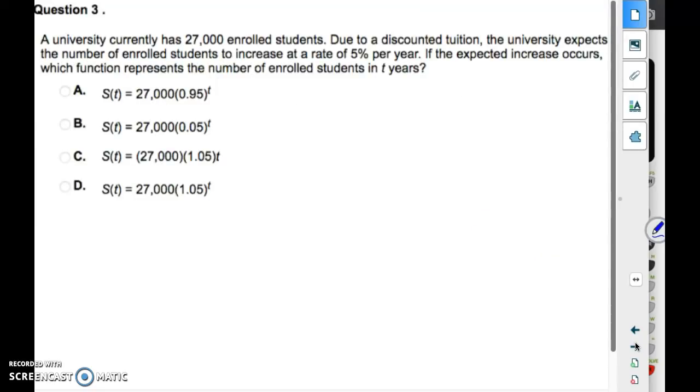Question 3. A university currently has 27,000 enrolled students. Due to a discounted tuition, the university expects the number of enrolled students to increase at a rate of 5% per year. If the expected increase occurs, which function represents the number of enrolled students? Well, we know that this is going to be exponential because we have a rate.